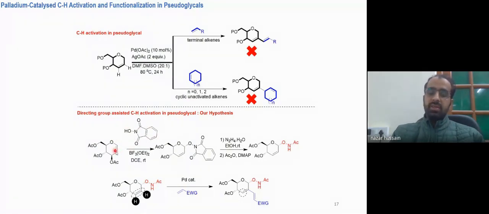So in this strategy, initially we did a Ferrier glycosylation reaction with this N-hydroxyphthalimide by utilizing some Lewis acid to get this compound, and then the cleavage of this phthalimide with hydrazine hydrate in ethanol to get the free amine, and then the acetylation with acetic anhydride and DMAP leads to the formation of this protected NHOAc as a directing group. Next, we utilized this directing group under palladium catalysis, and to our surprise, the activation of this C2 position of pseudoglycal takes place successfully.